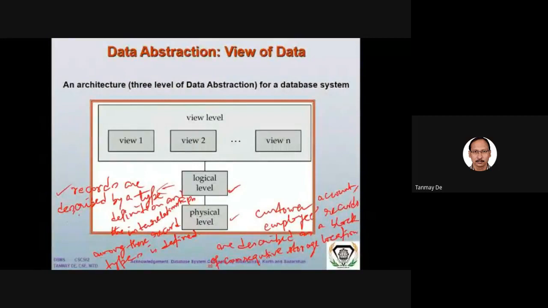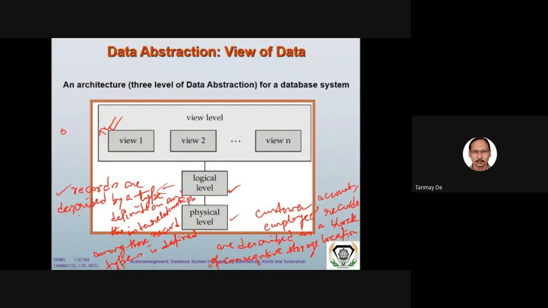And what is the view level? In the view level, several views of the database are defined. Only a part of the database can be seen by particular users. They cannot access all the data stored in the database. Suppose view 1 is for a teller person. Here the users are teller persons. So a teller person can only see the information about customer accounts.